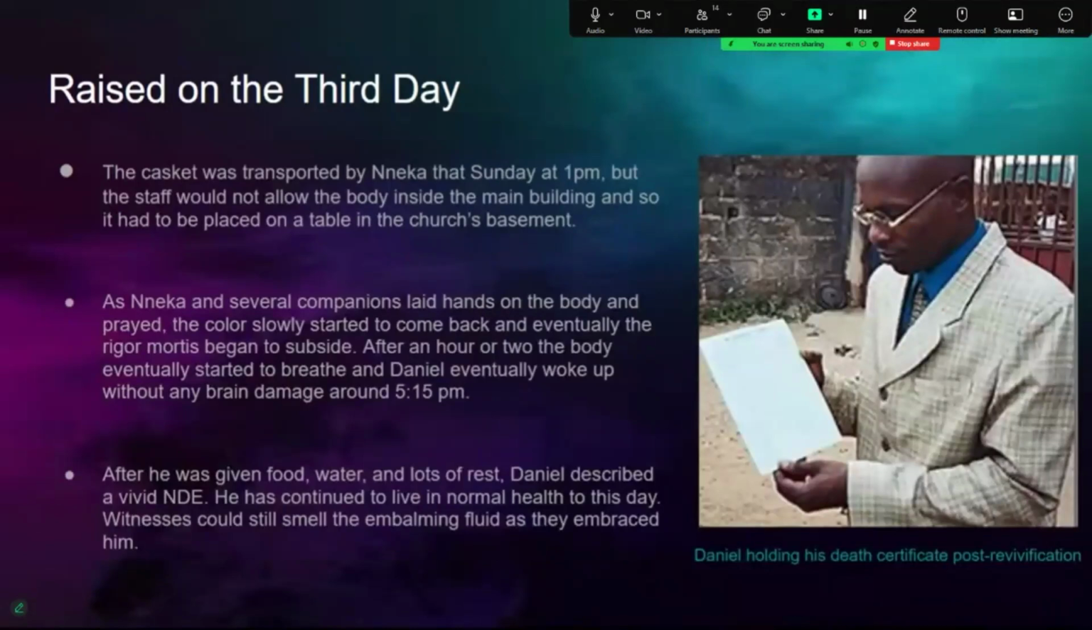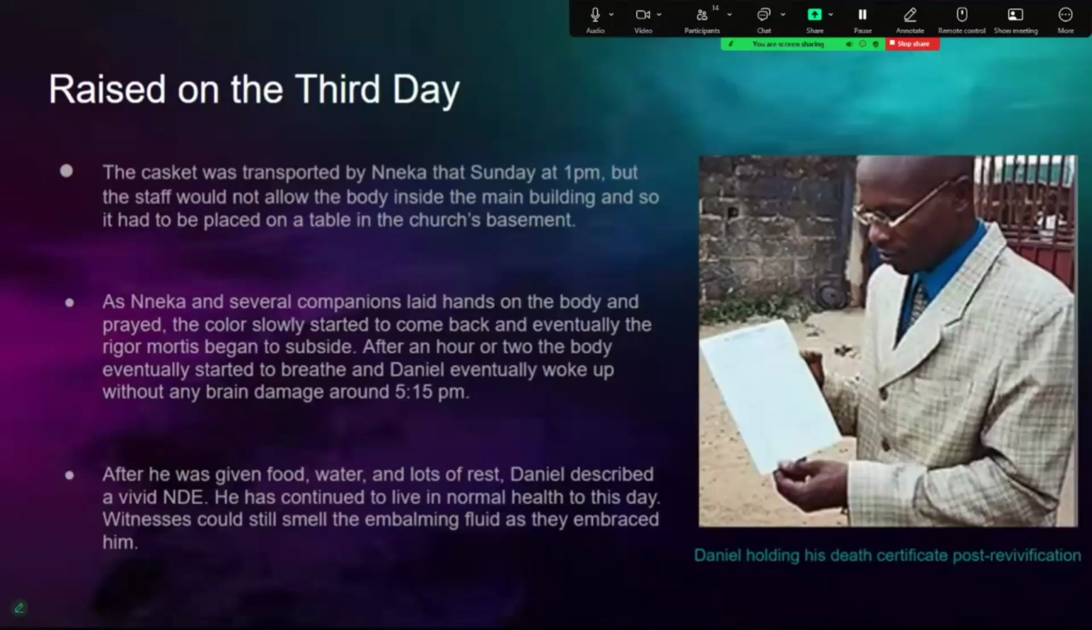The authorities won't let them do that, partly because they were worried that there were bombs in it, because terrorism was a big threat at this point, and they also just didn't want a body in the church. And so eventually they're able to take it into the basement, not the main entrance. So Reinhard finishes up his sermon and leaves. He's not even aware that this is going on at the time.